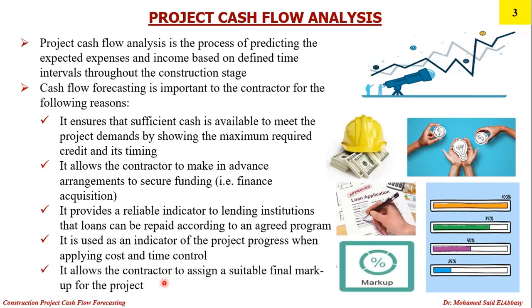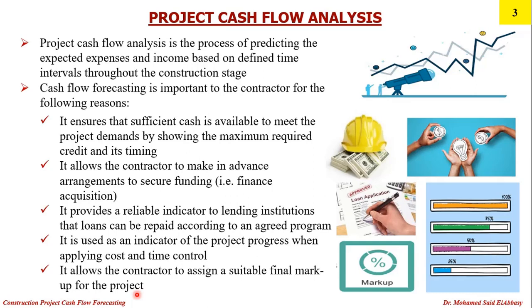Also, it allows the contractor to assign a suitable final markup for the project. If you know what markup is, simply this is a percentage that is added to the base estimate or to the total cost of the project in order to cover additional fees for the contractor. We're going to discuss it in more detail later. However, usually when you assign a markup for the project while doing your cost estimate and calculating the bid price for your project, this markup is subject to change because there is something called the financing charges. We're going to talk about it in a lot of detail in this course.